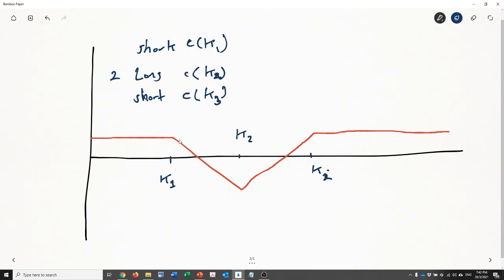So 1 short, and we will take 1 long to move the profit line from being decreasing to being flat, and another long will move the profit line from being flat to being increasing, as we see here. And then instead of the profit line increasing to infinity, we take 1 short to move the profit line from increasing to being flat again.